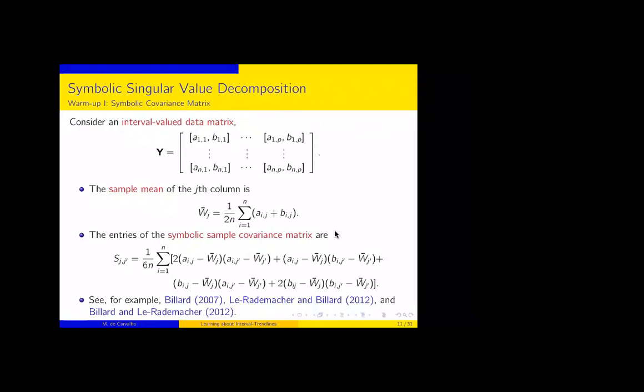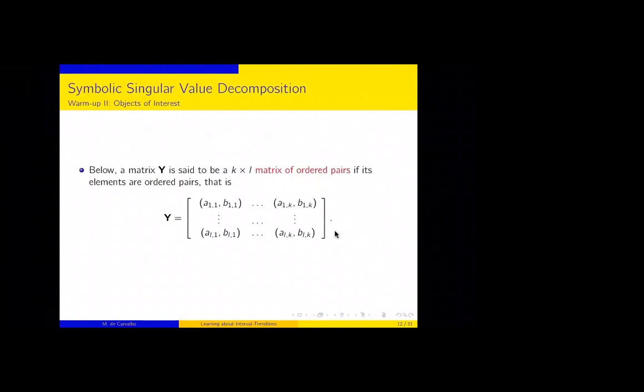Let me also introduce another object of interest, which we'll refer to as a matrix of ordered pairs. A matrix of ordered pairs is a special case of a partitioned matrix. Essentially, it's just a matrix whose elements are ordered pairs. For reasons that may become apparent later, I will also need this type of object.